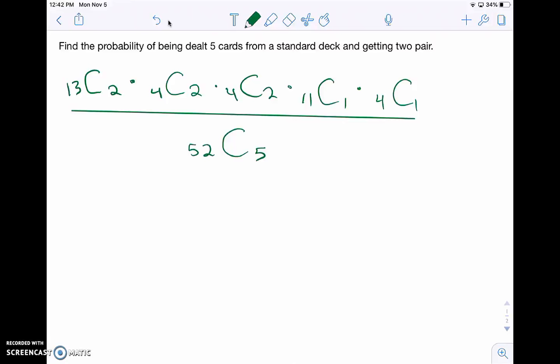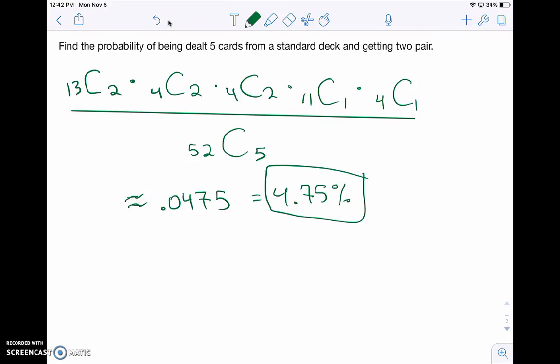Then you multiply all of this out, and you get approximately 0.0475, which is about 4.75%. That's the probability of getting 2 pairs when you're dealt 5 cards from a standard deck of cards. So again, we select the value, then the suit for each card, then the last value and the suit of that last value, and then divide by the total number.